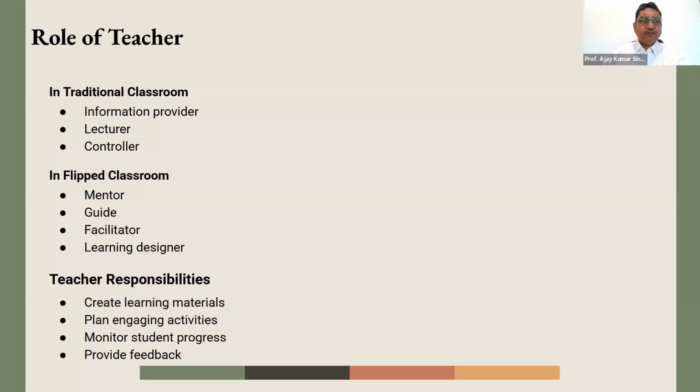Teacher responsibilities, if we see that: create learning materials, plan engaging activities, monitor student progress, and provide them feedback. Feedback is very critical in this case because students many of the times think that what they are doing is right. Even AI gives them some information which may not be factually correct. And if you ask for the authentic data, the references which already exist in credible sources, only then can you expect AI to provide genuine information. Otherwise, AI also gives you information which does not exist, and it can cook that information for you.